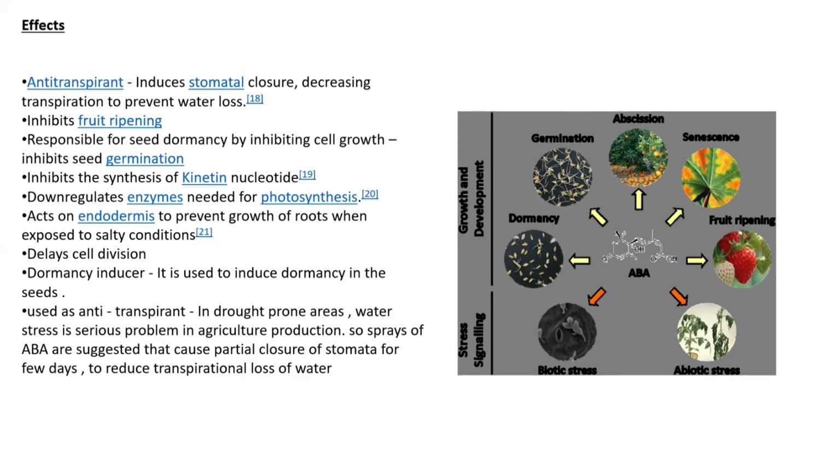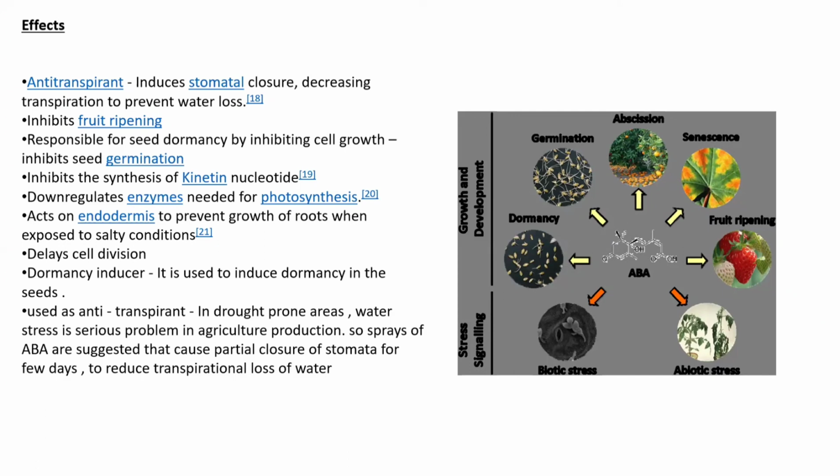Abscisic acid helps suppress growth of dormant buds. Abscisic acid closes stomata. Abscisic acid promotes seed dormancy, and it is used to induce dormancy in the seeds. Now the physiological effects of abscisic acid. It is used as an anti-transpirant in drought-prone areas.